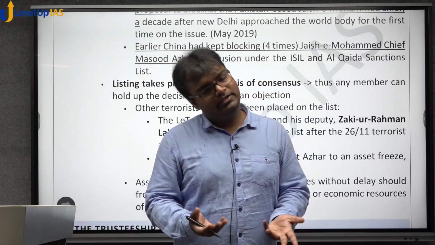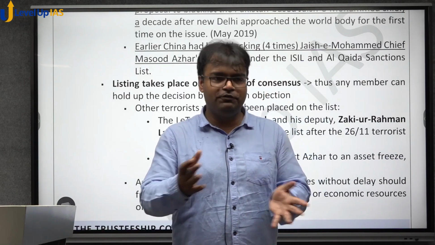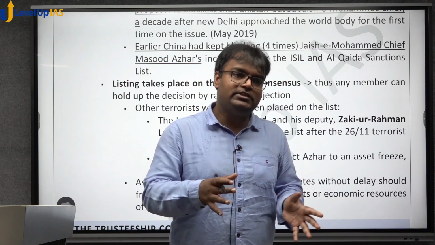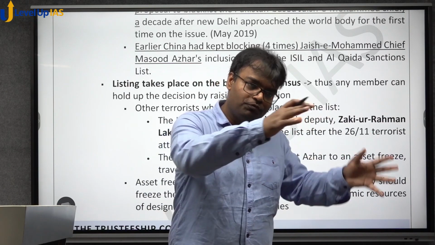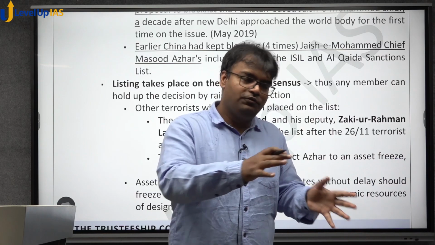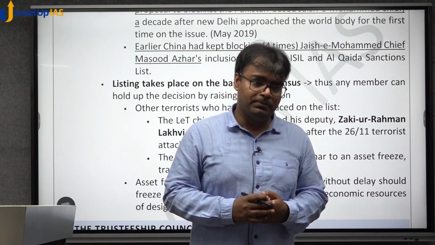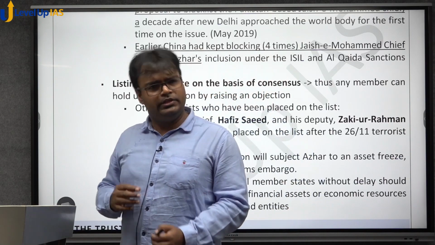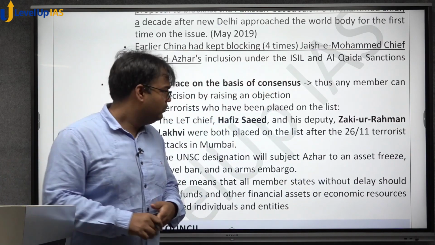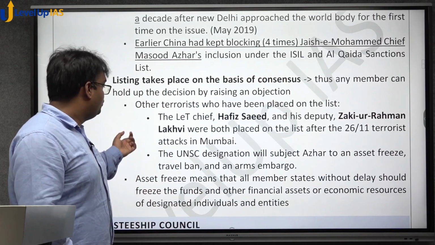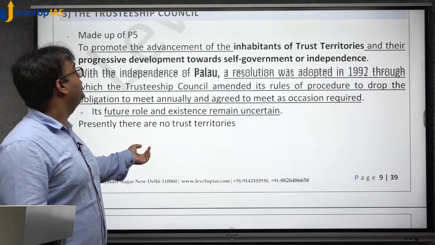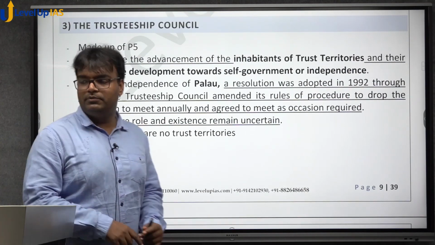So yes, in the sanction committee, different countries of the 15 members of UNSC would be there as members. Less than 15 members. Yes, less than 15 members. Okay. Now let's go to another principal body, the Trusteeship Council.